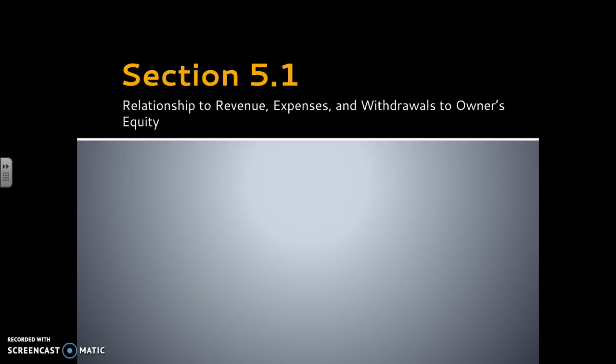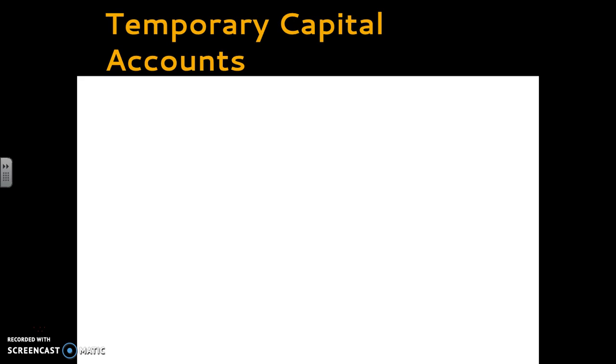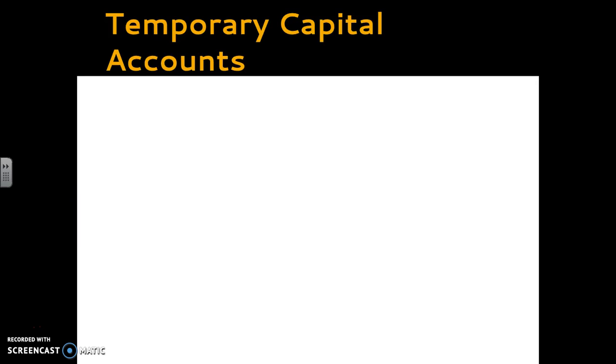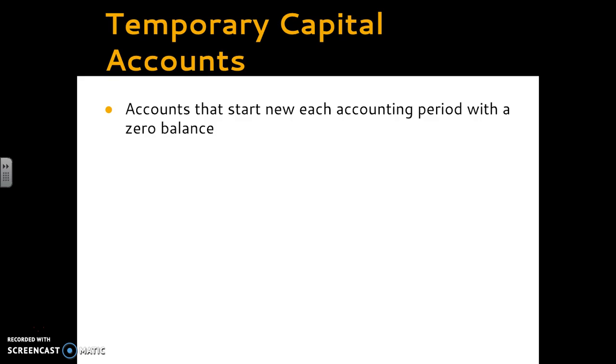All right, Section 1 of Chapter 5 is going to deal with the relationship of revenue, expenses, and withdrawals, and how it affects owner's equity. Revenue, expenses, and withdrawals are considered temporary capital accounts, which means indirectly those accounts are going to affect the balance of the capital account. Temporary capital accounts start new each accounting period with a zero balance. So at the end of each accounting period, these accounts get zeroed out, and at the start of the next accounting period, they begin with a zero balance.